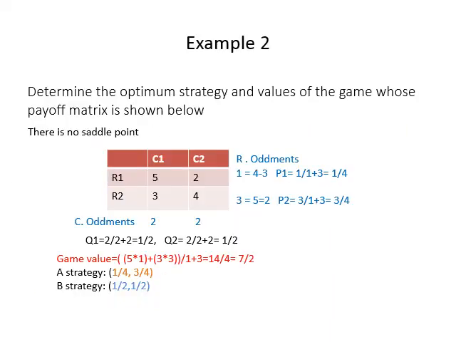Example 2. Determine the optimum strategy and value of the game whose payoff matrix is shown below. First, there is no saddle point. If there is a saddle point, this matrix can be solved by pure strategy.